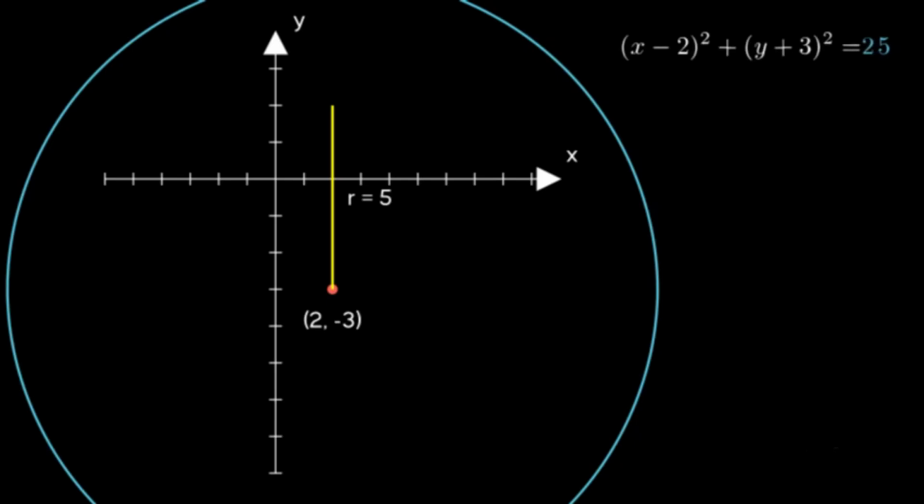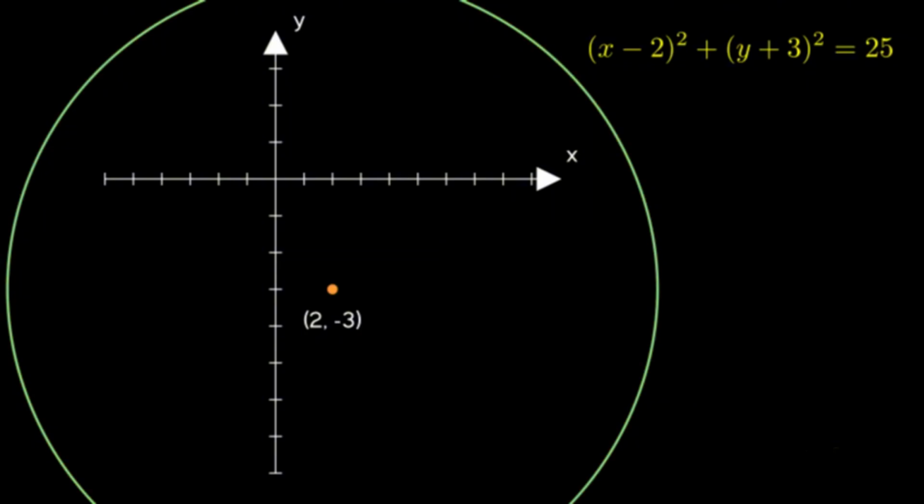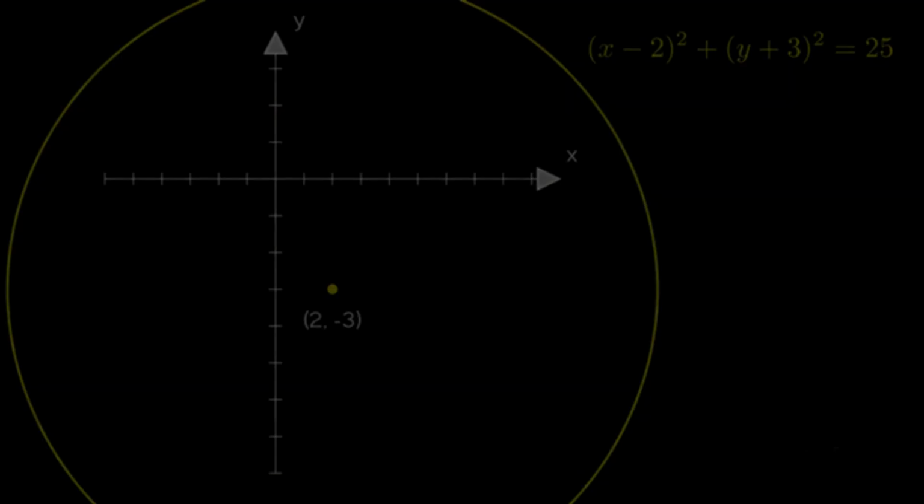Our final equation is (x - 2)² + (y + 3)² = 25. This is called the standard form of the circle equation because we've expressed it in terms of the center coordinates and the radius. If we had different values for the center or radius, we would follow the same process: substitute the center coordinates for h and k and the squared radius for r². This method works for any circle in a coordinate plane.